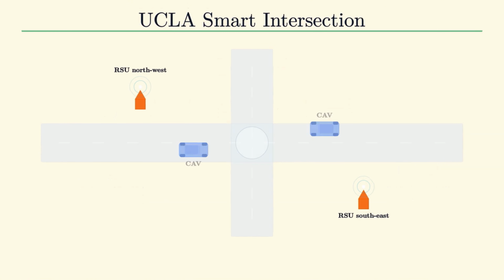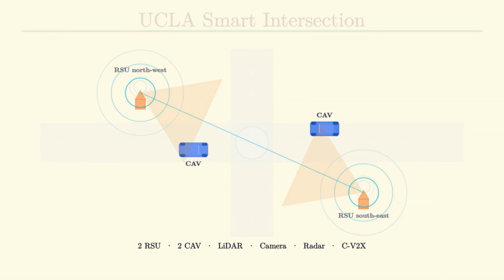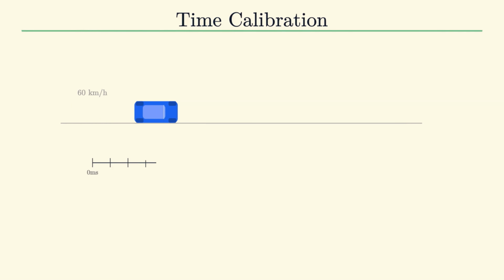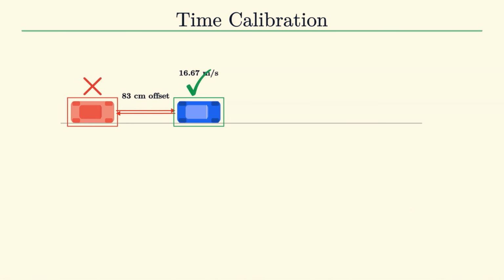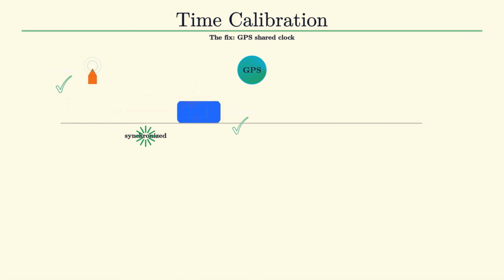The testbed for this work is a real intersection on the UCLA campus. It is an active public intersection with real vehicles and pedestrians operating every day. Running multiple agents with multiple sensor types introduces an immediate synchronization problem. A vehicle traveling at 60 kilometers per hour moves 0.83 meters per second. A 50 millisecond timing offset displaces the reported object position by more than 40 centimeters. The solution is hardware-level synchronization. GPS provides a shared global time reference visible to all agents simultaneously.